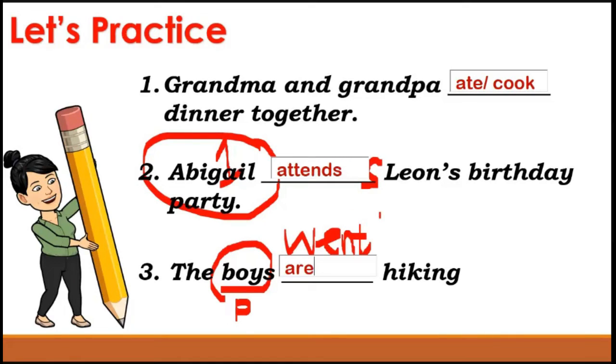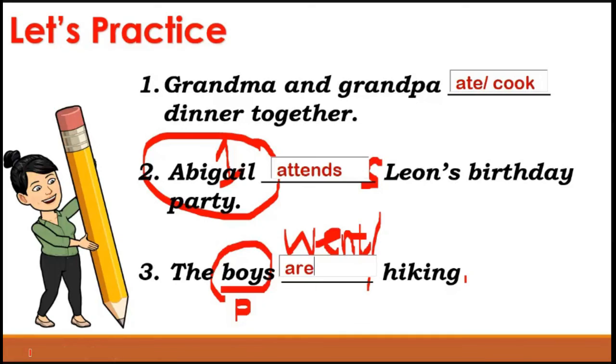So, pero pinalitan ni Luis, ginawa niyang went. The boys went hiking. If the boys we are talking about went hiking, the action is already done in the past. Halimbawa, kahapon pa nila ginawa. Went yun. Pero kung ngayon nangyayari, pwede yung are. Okay po?